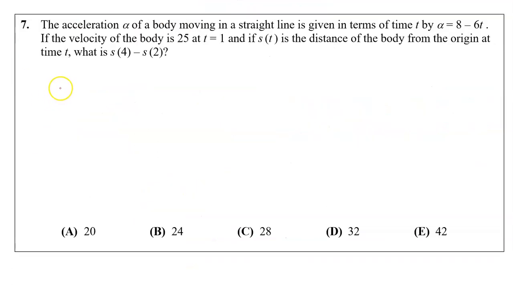Last problem. The acceleration alpha of a body moving in a straight line is given in terms of t by alpha equals 8 minus 6t. If the velocity of the body is 25 at time t equals 1, and if s of t is the distance of the body from the origin at time t, then what is s at 4 minus s at 2?